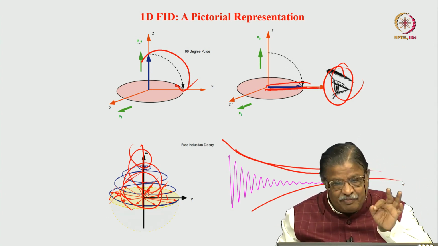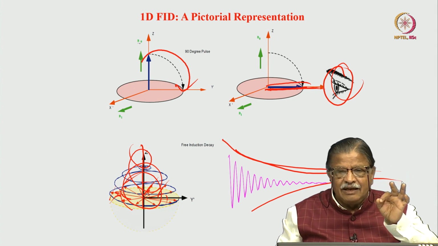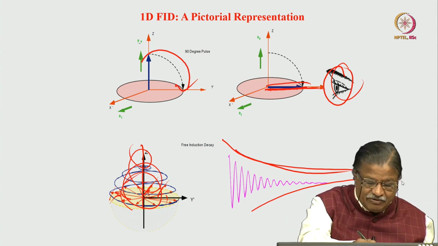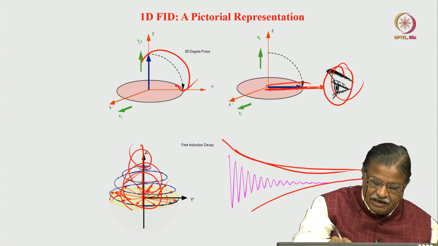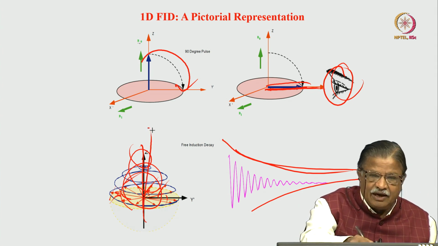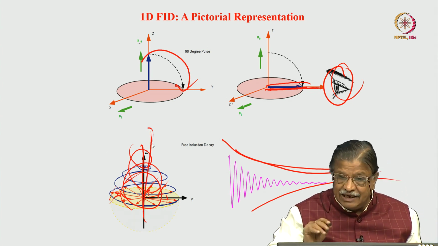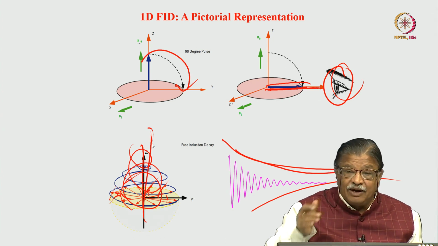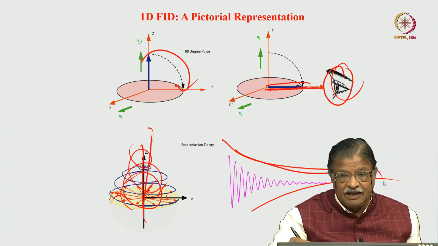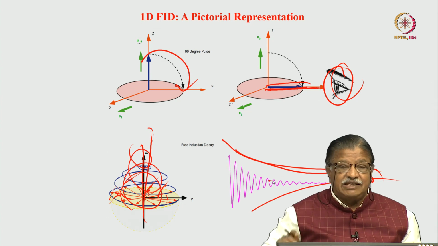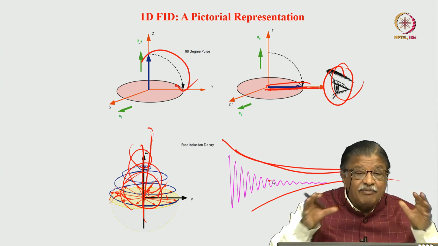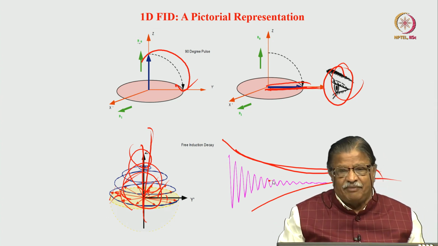I apply the RF pulse, then I will keep quiet. The magnetization which was disturbed will decay in the xy plane, start going along the z axis, and it is an exponential function. When it goes back, I am going to have a receiver here. It induces EMF in the receiver coil, and I am going to collect that as a function of time.